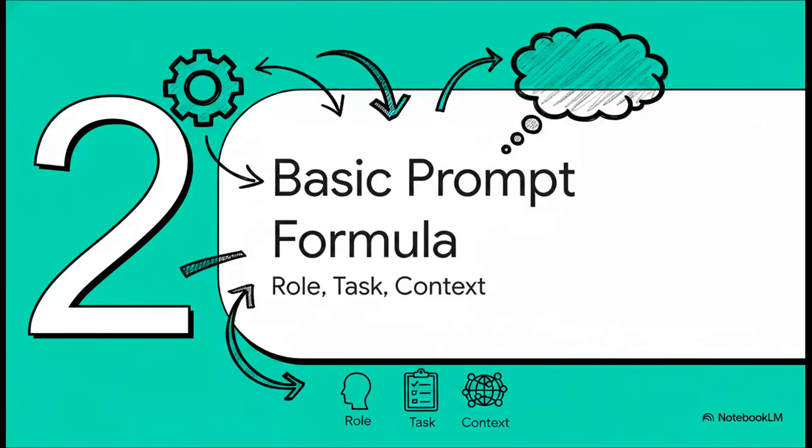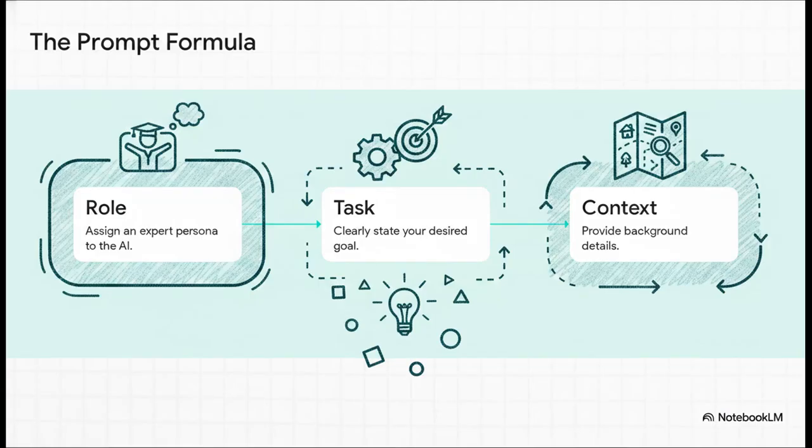Moving on to section 2, the basic prompt formula. We're looking at role, task, and context. Honestly, if you simply use this three-part formula, I guarantee it's going to instantly make you better at prompting than the vast majority of casual users out there. Think of this as building a perfect instruction manual, just piece by piece.